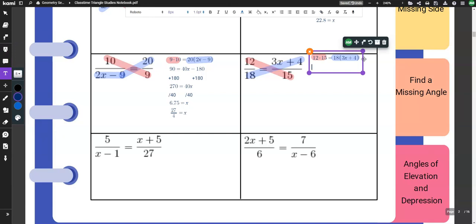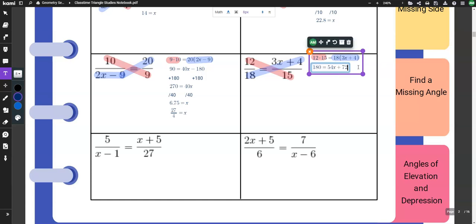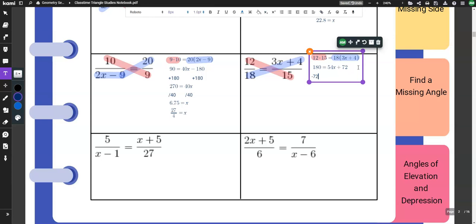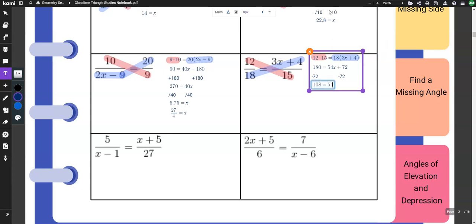Then 12 times 15. 12 times 15 is 180. And that is going to be equal to 54x plus 72 because 18 times 3 is 54. 18 times 4 is 72. We are then going to subtract 72 from both sides. And that is going to leave me with 108 is equal to 54x. We're going to divide both sides of this equation by 54, which will give us a final answer of 2 is equal to x, or x is equal to 2.